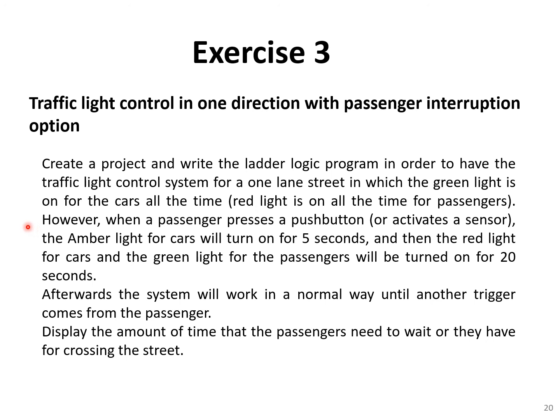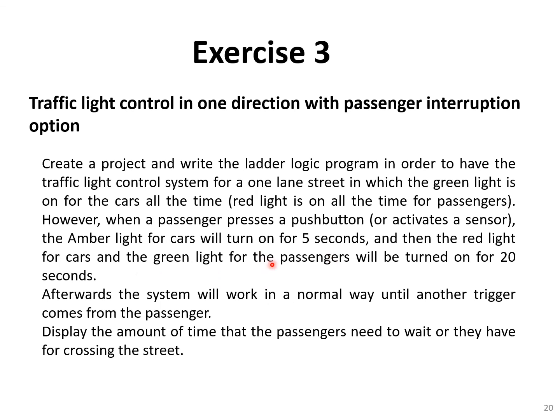However, when a passenger presses a push button or activates a sensor, the amber light for cars will turn on for 5 seconds, and then the red light for cars, and then the green light for the passengers will be turned on for 20 seconds. Okay, so this is the passenger interruption option.